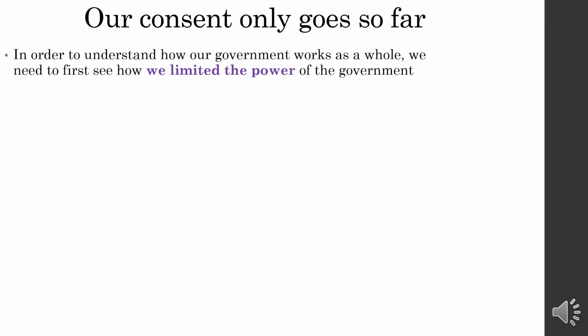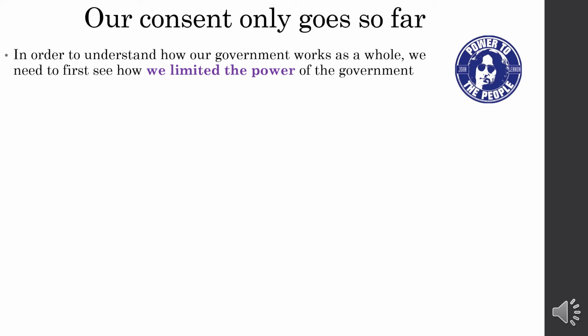You learned that we only consent to being governed under a limited form of government. Our consent only goes so far. So how far does our consent actually go? In order to understand how our government works as a whole, we need to first see how we limited the power of the government. Remember, always it's power to the people. We consented to be governed, and if the government goes too far, we can take that power back.